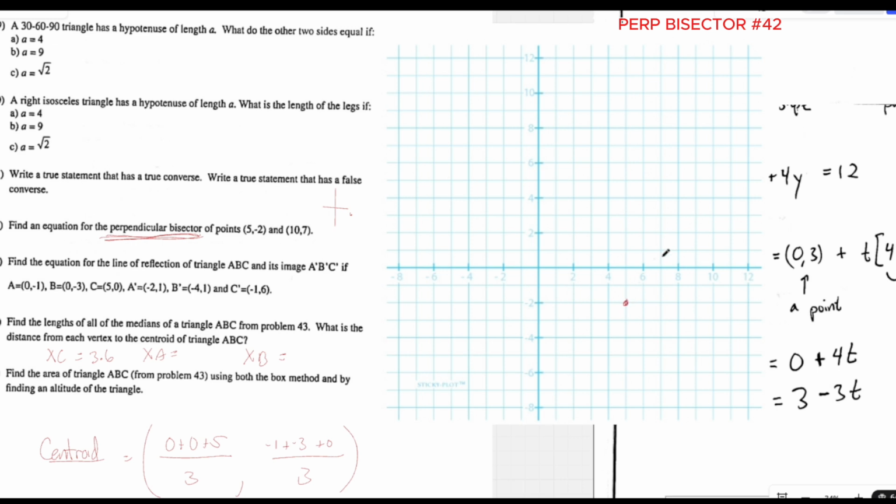I'll make a graph. 10, 7. All right, the perpendicular bisector to this segment should be something like that. And to find it, I will need two things. I'll need a slope, so it'll be the perpendicular slope, and I'll need a point, which would be my midpoint. So all perpendicular bisectors go through the midpoint.